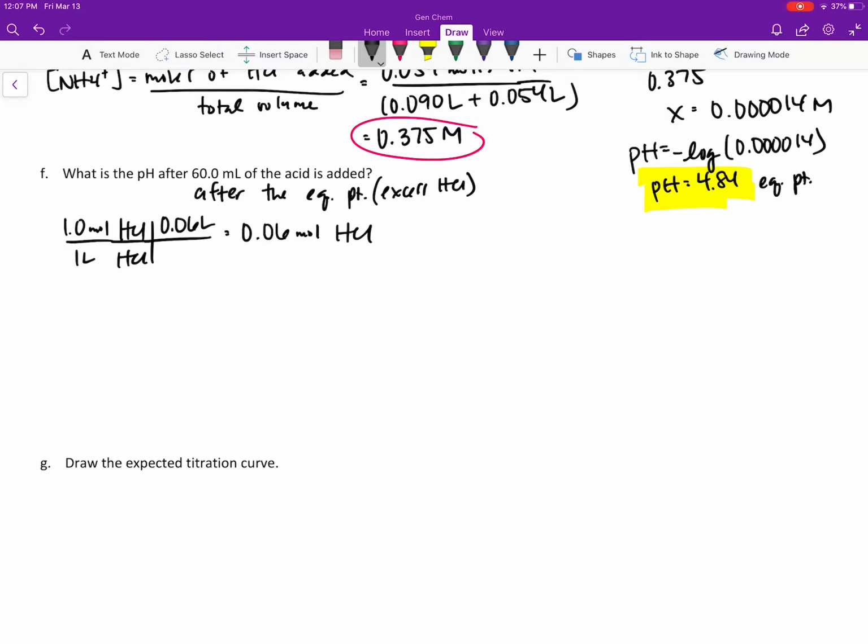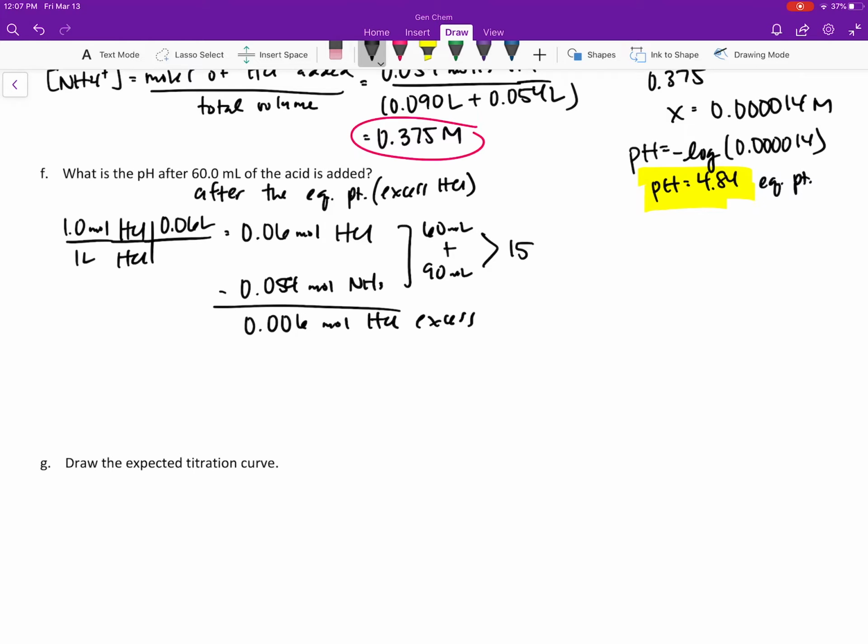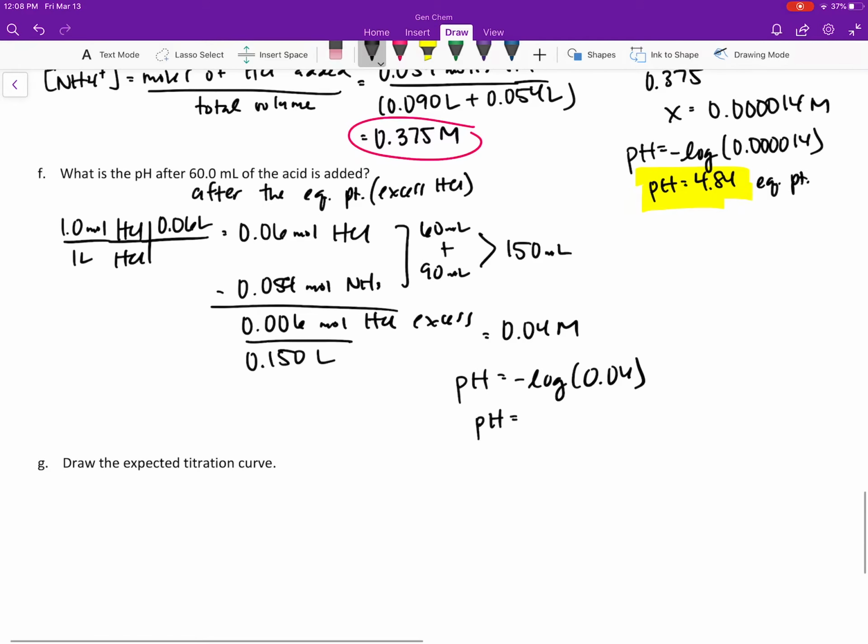And the number of ammonia moles that I started with has not changed because I haven't added any more. So I'm going to take the difference between the two, and this is how many moles of HCl I have in excess. Their volumes are going to be totaled to give me 150 milliliters. So I'm going to divide the leftover moles of HCl by the new volume, which is going to give me 0.04 molar. Plug that into pH as the negative log of 0.04, which should give me a pH of 1.4.